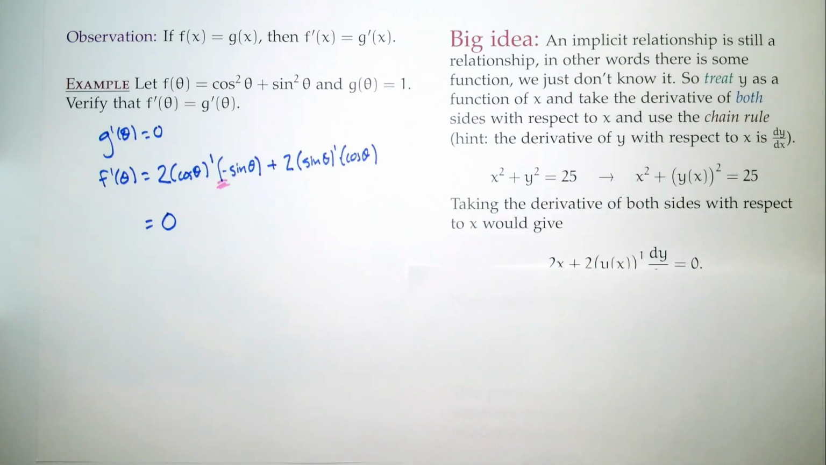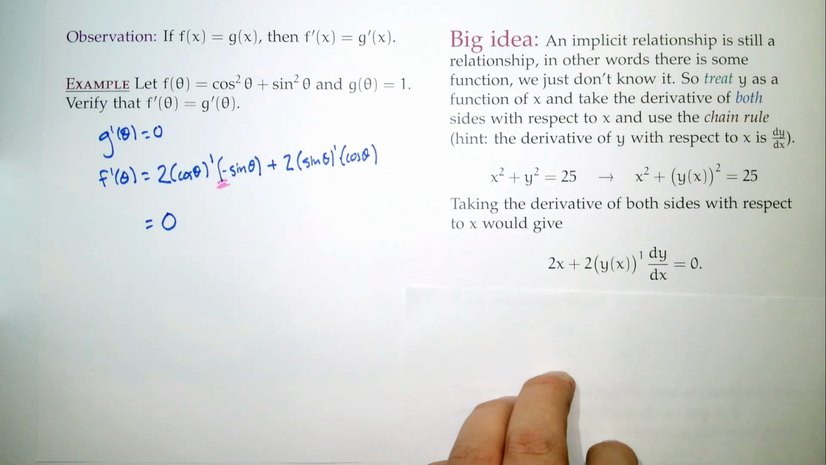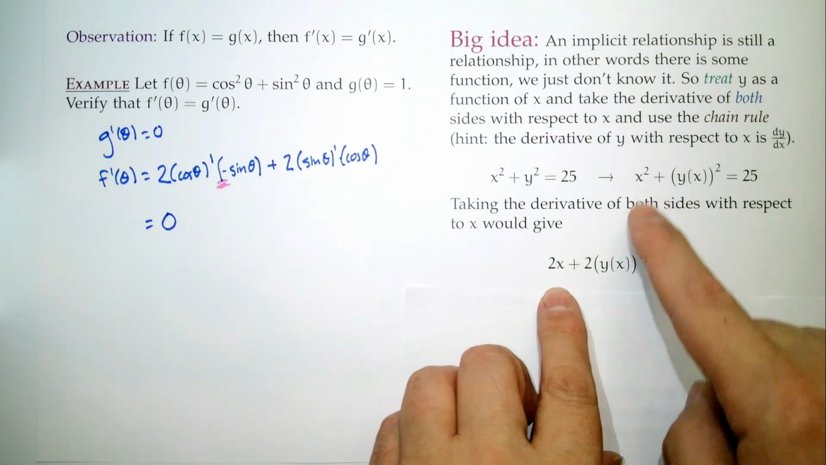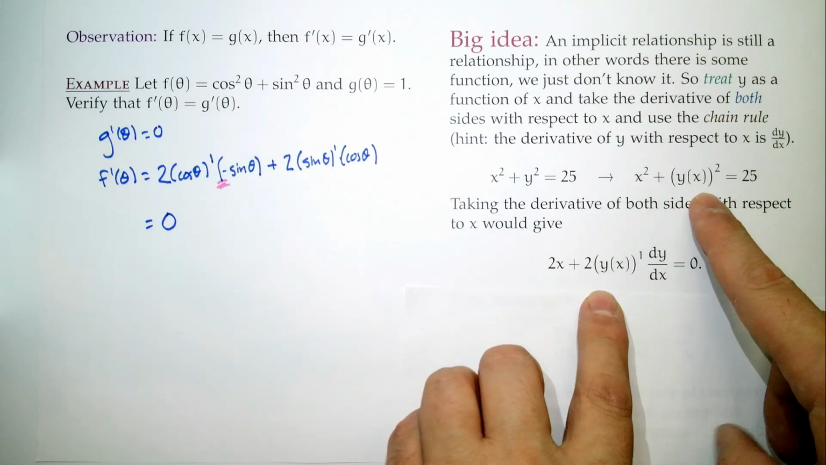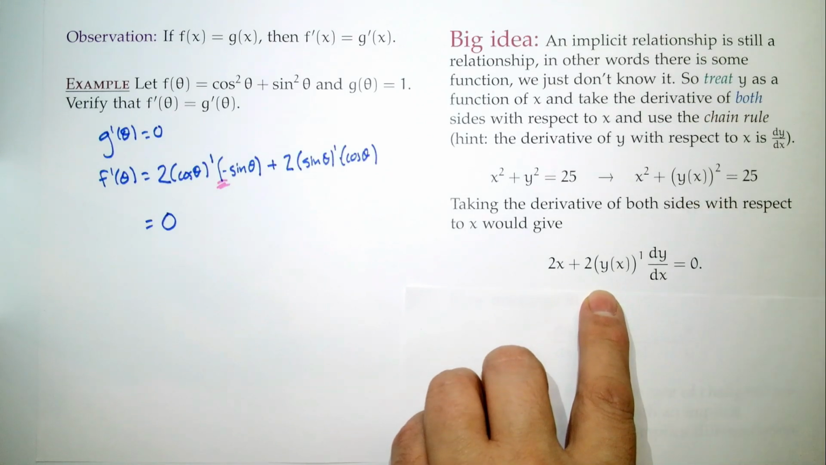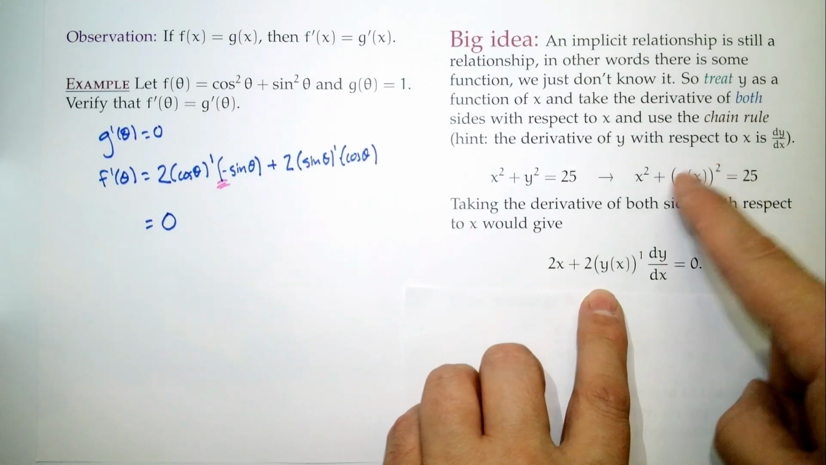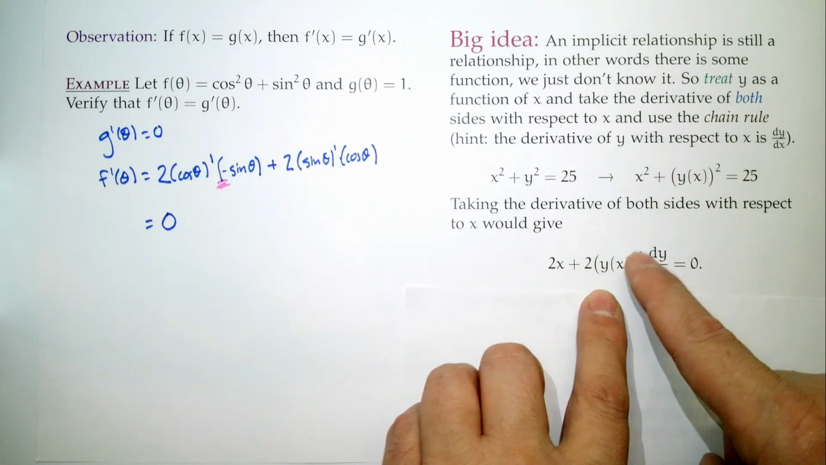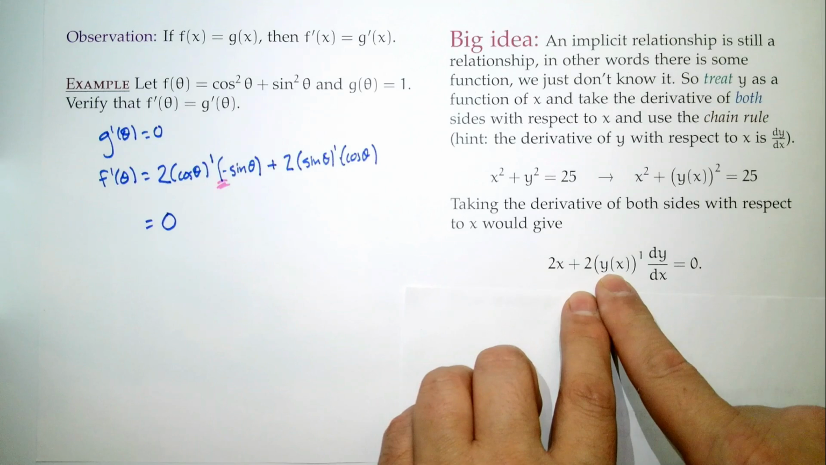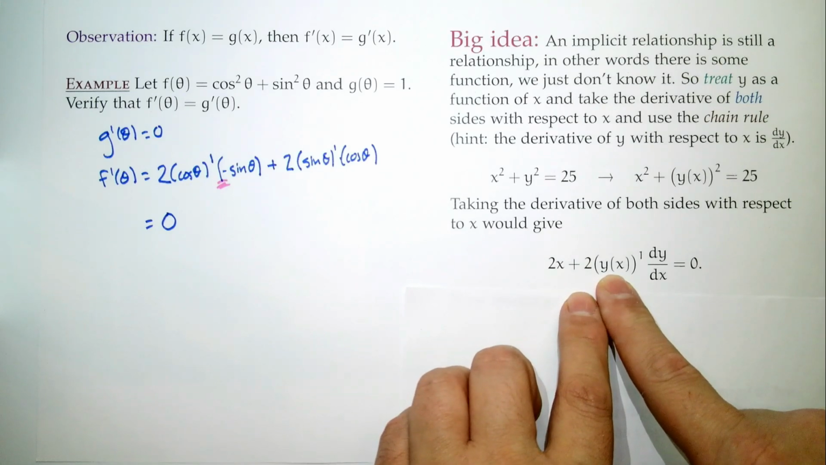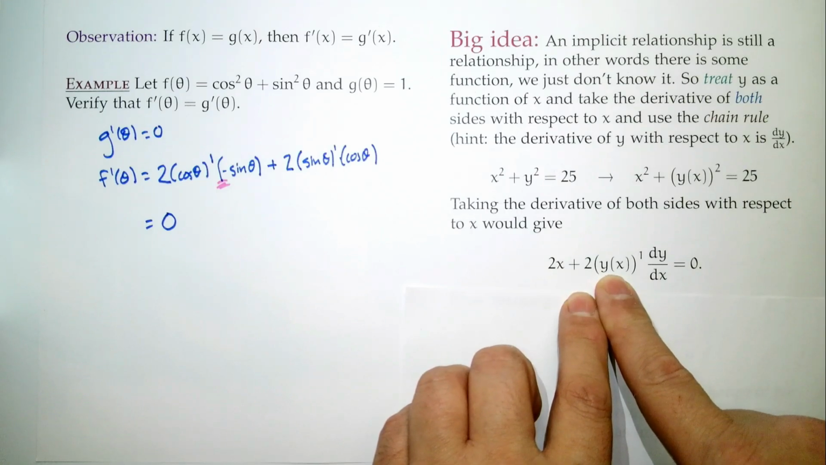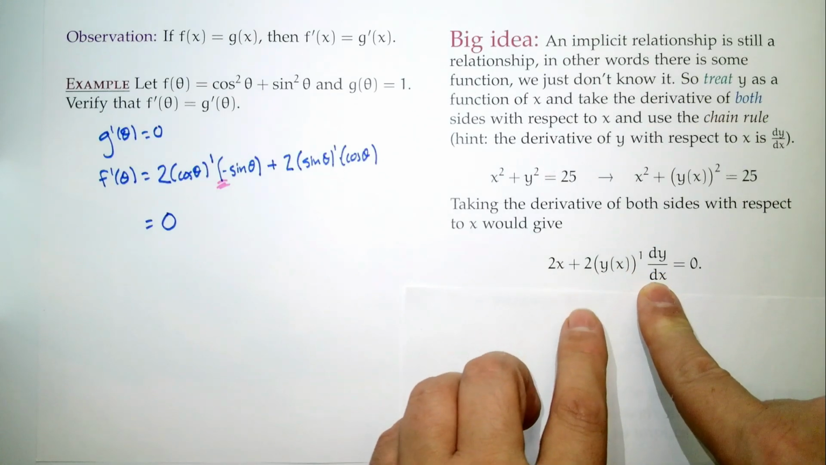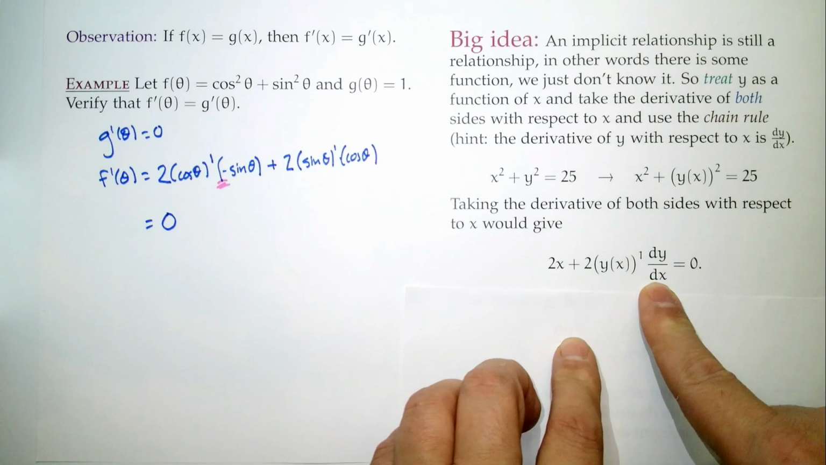Now, take the derivative of both sides. So, the derivative of x squared, 2x. The derivative of y of x squared, well, what rule do you need? Chain rule. So it would be 2 comes down, y of x to the first, times the derivative of y with respect to x. And here's the key. The derivative of y with respect to x is the derivative of y with respect to x. So you got to remember that, okay?